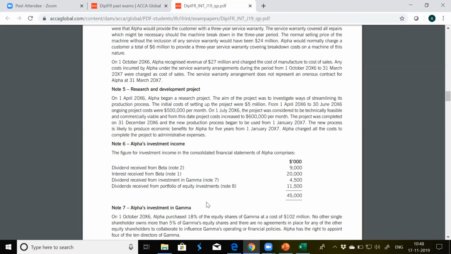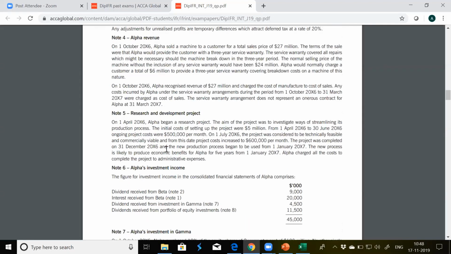But we will definitely include the dividend received from the portfolio of equity investments. It has been received as 11,500. So we need to know the fair value of these investments, and we'll include that fair value of these investments. If there is any change, it goes as part of investment income. We'll do it as we progress, but hope this is clear.